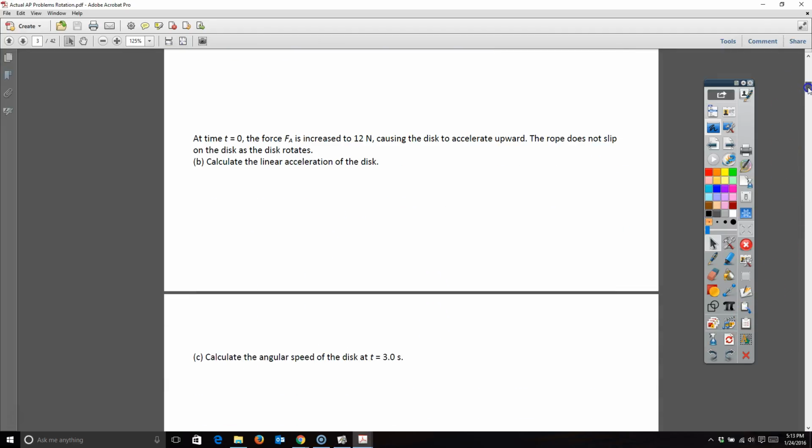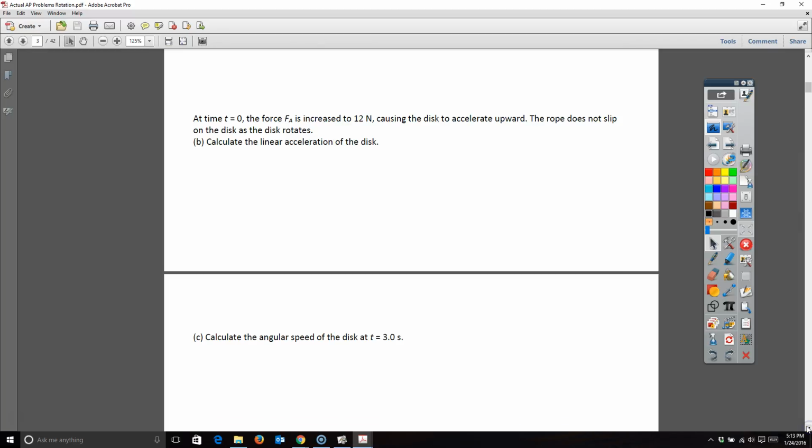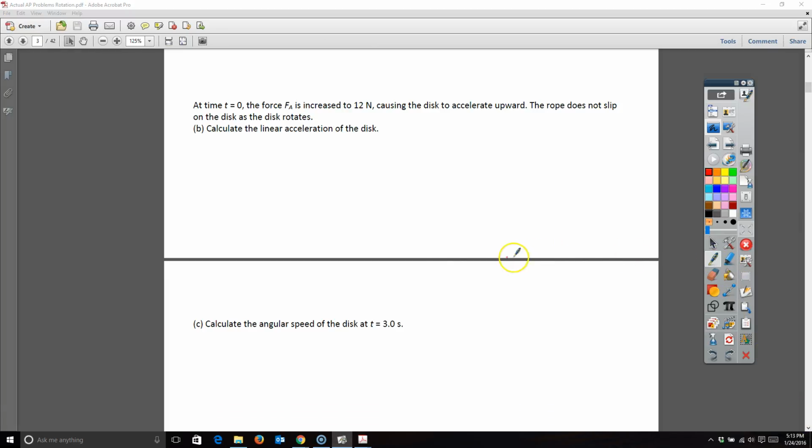Next part of the question, this one I didn't give you really enough room to do it, so I'm going to show you how to try to get it to fit. I probably will go down below the line, but that's probably going to be about it. So here it says at time t the force is increased to 12 newtons, causing the disk to accelerate upward. The rope does not slip on the disk as it rotates, so they want us to calculate the linear acceleration. So be careful, they want the linear acceleration of the disk.